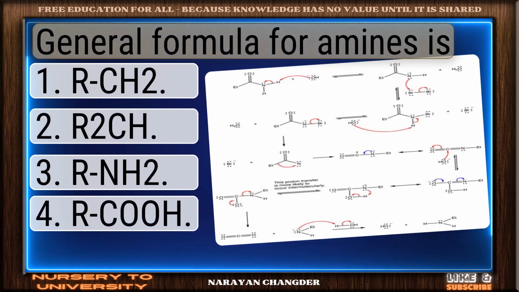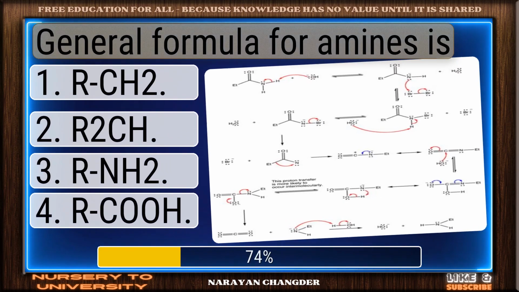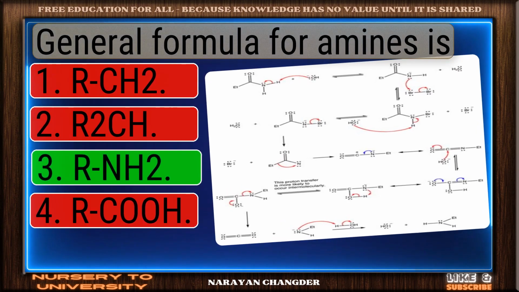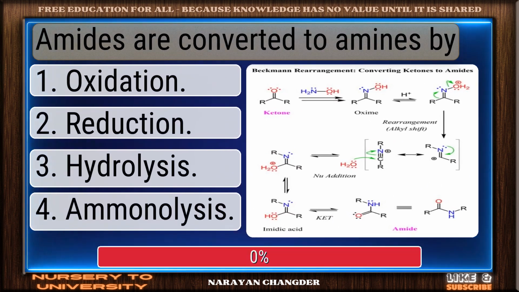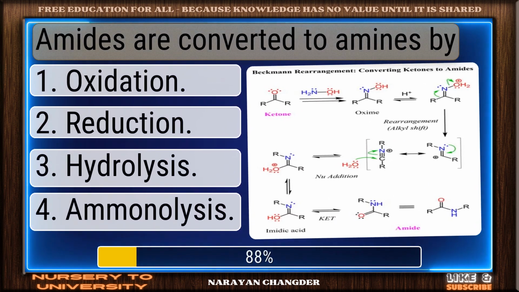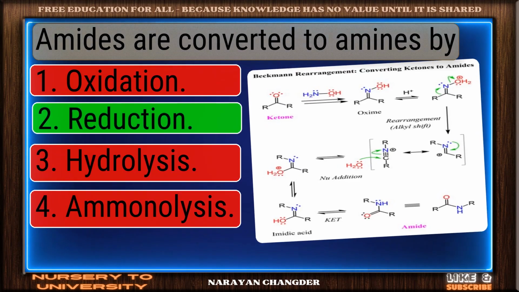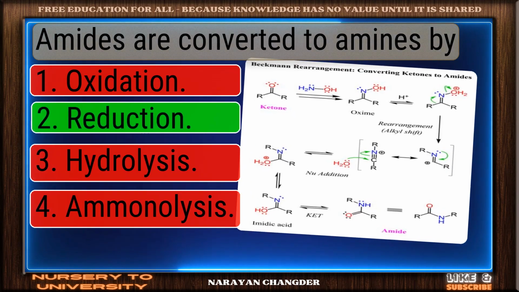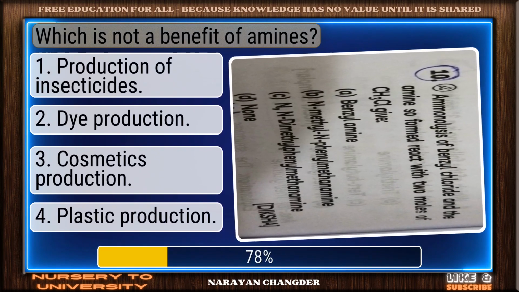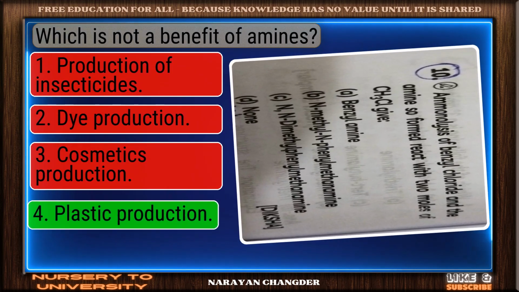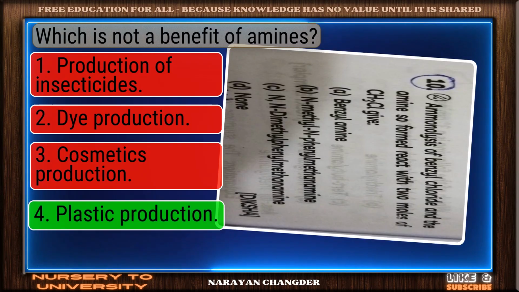General formula for amines is... Exactly. ANH2 makes sense. Amides are converted to amines by... Strong choice. Reduction is the right answer, which is not a benefit of amines. Good job. Plastic production works well here.